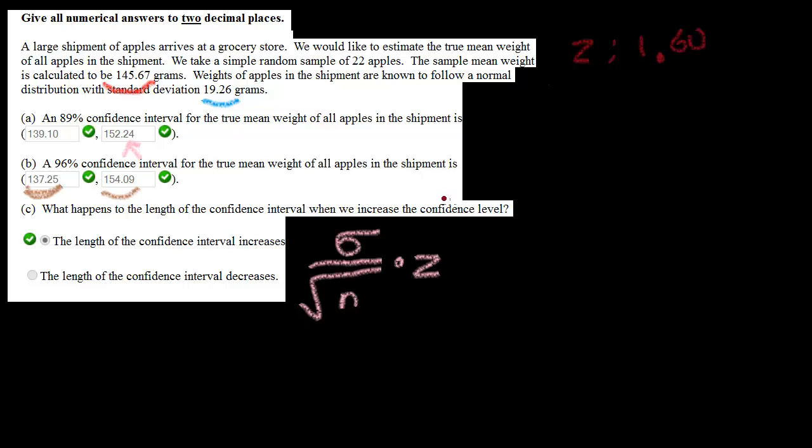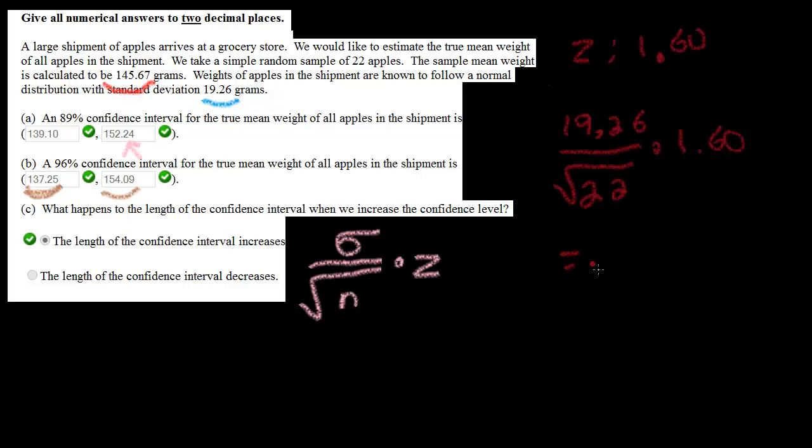Now it is just a matter of plugging in the data. We have a standard deviation stated as being 19.26. So we have 19.26 divided by the square root of our sample size, given as 22 apples, so 22. Multiply by the z-score we just found, 1.60. The z-score is the confidence level, 89%. Doing all of this calculation above will give you the margin of error.